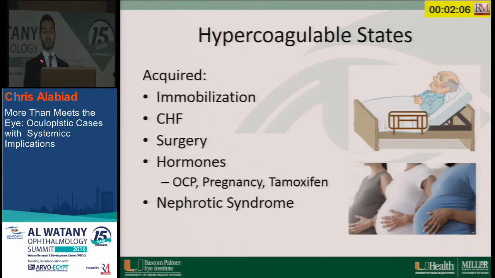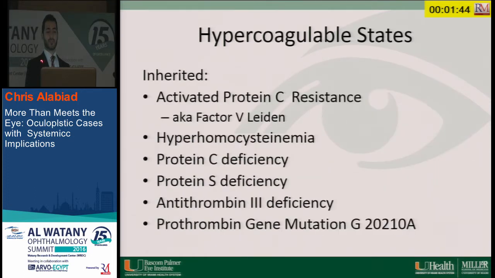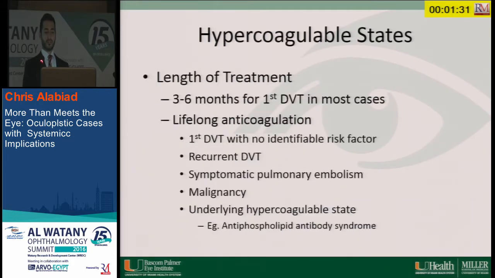Acquired usually results from patients who are immobilized, chronically sick in the hospital with CHF or other issues. They can have had surgery, which is a pro-inflammatory state. It could be due to hormones like oral contraceptive pills, pregnancies, or even nephrotic syndrome from loss of all these proteins that are anticoagulants. It can be inherited, and the common ones include activated protein C resistance, which is also known as factor V Leiden, hyperhomocysteinemia, protein C and S deficiency, antithrombin III deficiency, or even the prothrombin gene mutation.